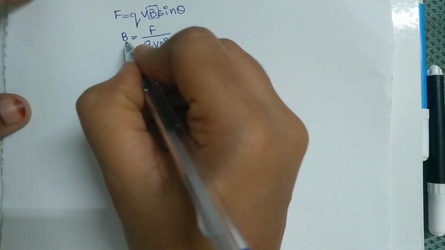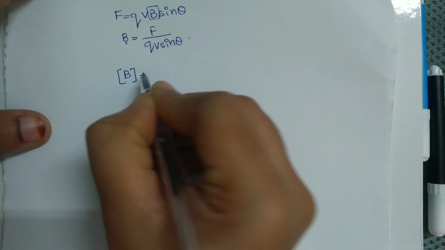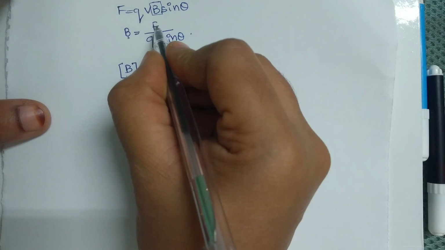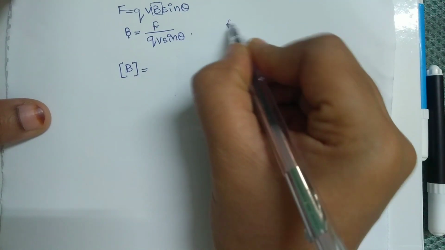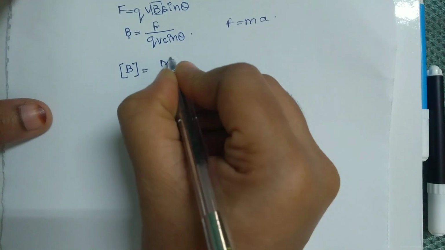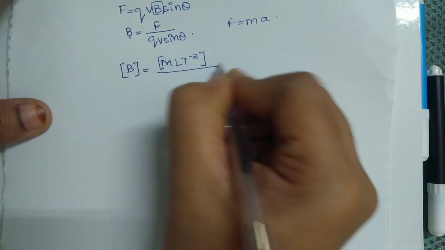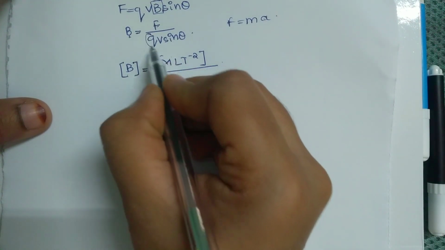Now, the dimensional formula for B, you can write in the square bracket. We know the dimensional formula for force, F is equal to ma, that is mass and acceleration. So it will be M raised to 1 L T raised to -2. This I have taught in my previous class. You can go through it. Then we have here Q.